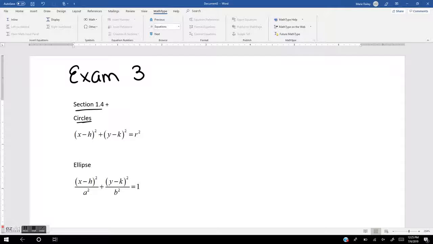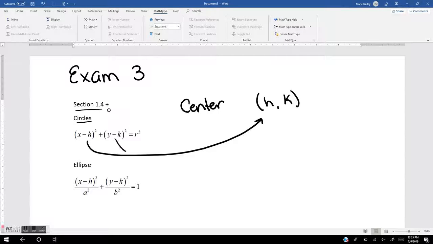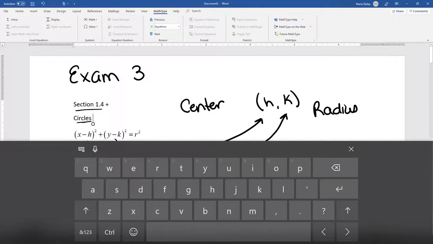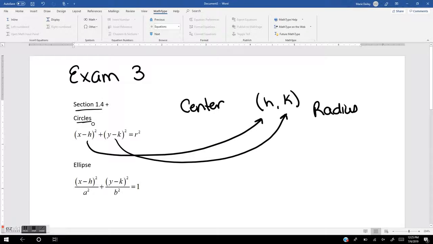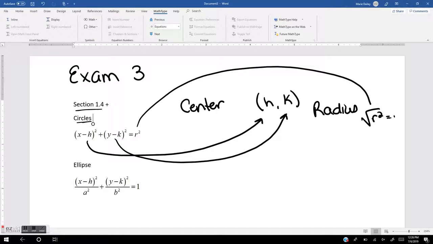As you recall, the standard form for the equation of a circle is (x minus h) squared plus (y minus k) squared equals r squared. Remember, this gives us a lot of information about the circle. First of all, it gives us its center. We change those signs, so h becomes a positive h and k becomes a positive k, and that's how we get the center. We can also get the radius from r squared. We take the square root of r squared to give us the radius, which is just r.